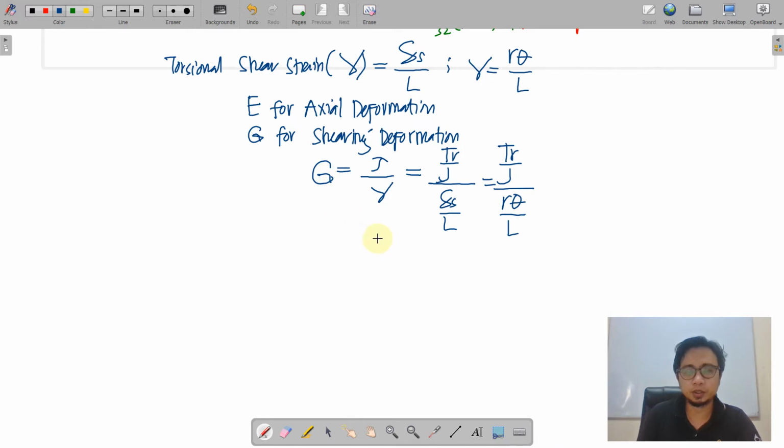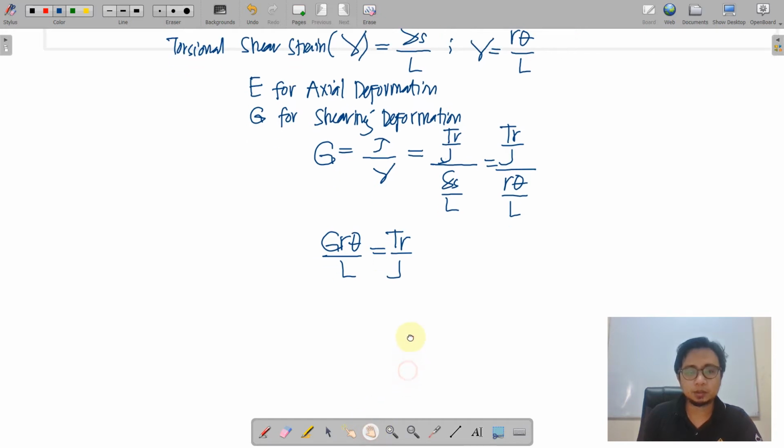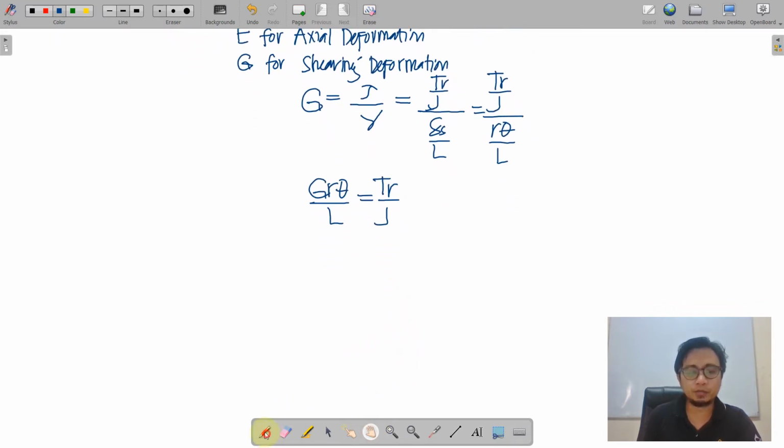So by expansion, we have G R theta all over L. Cross multiplying G times this expression, what is left is TR all over J. Solving for the angle of twist, we have TL all over JG. So theta here is the angle of twist and the resulting unit will be in radians. So these are the basic principles that we need to know regarding the torsional shear stress.